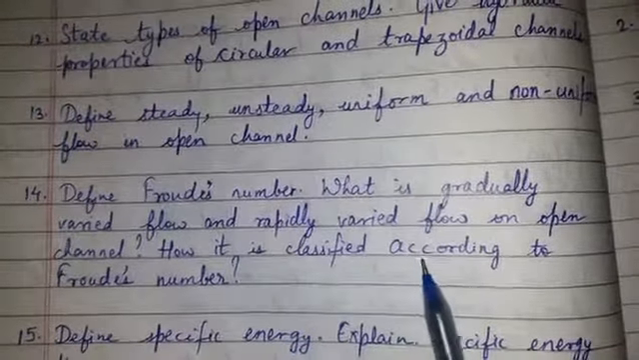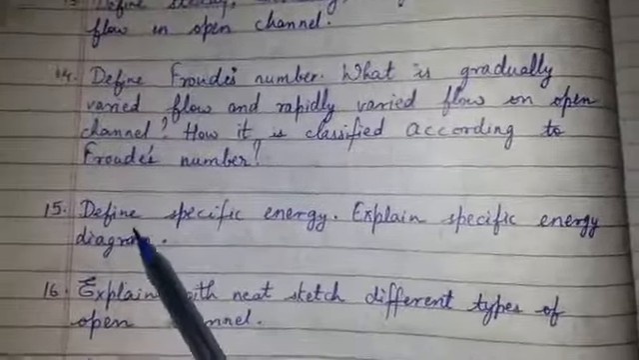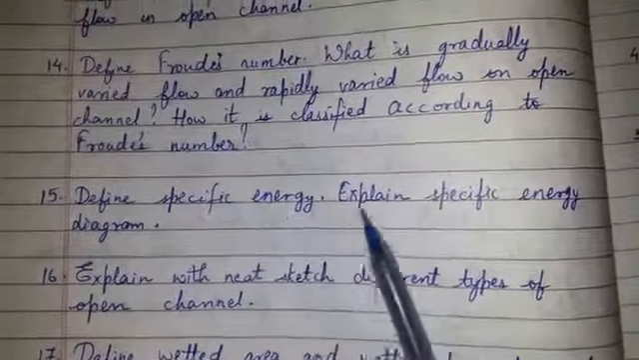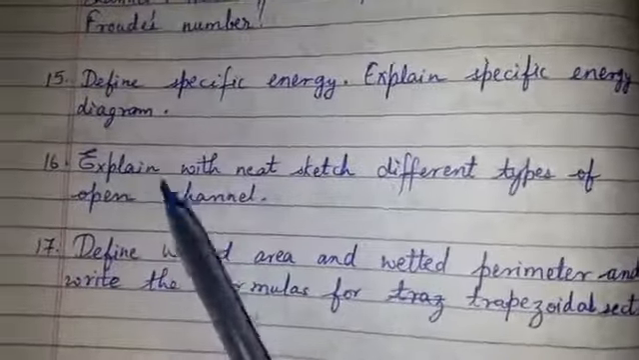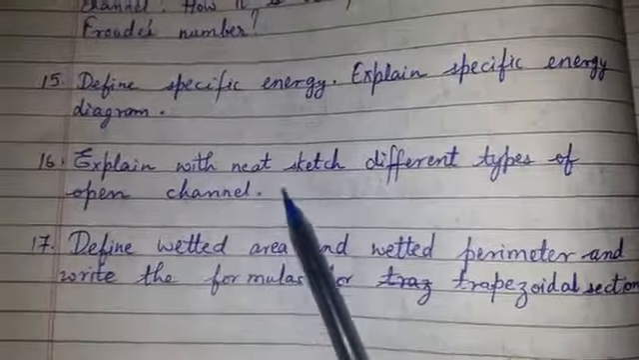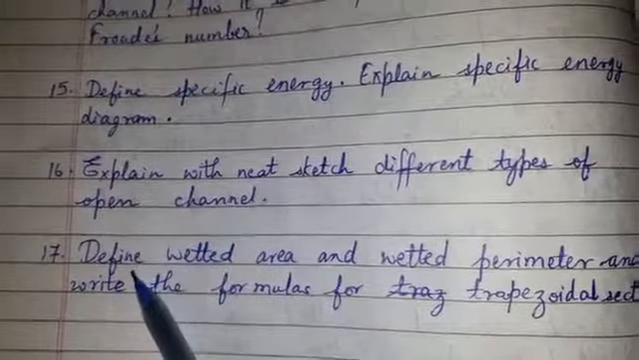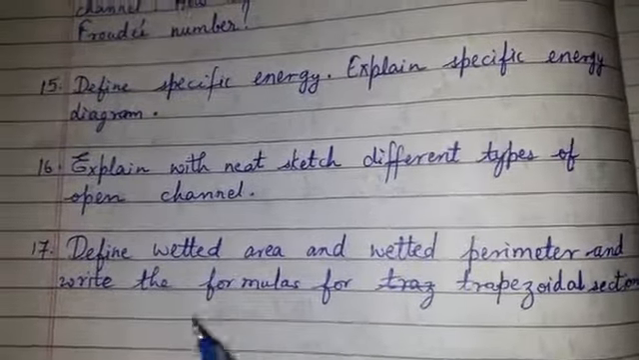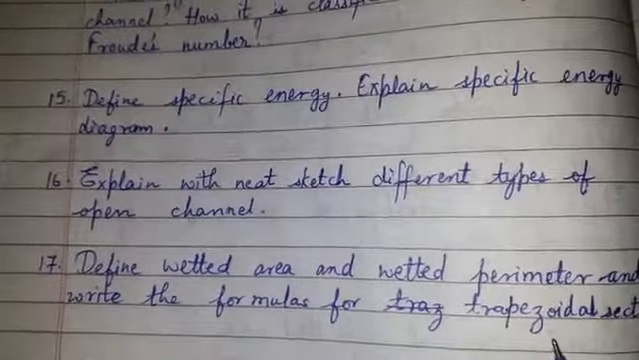How it is classified according to Froude's number. Define specific energy. Explain specific energy diagram. Explain with neat sketch different types of open channel. Define wetted area and wetted perimeter and write the formula for trapezoidal section.